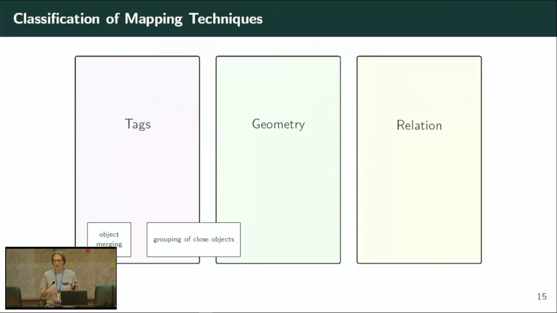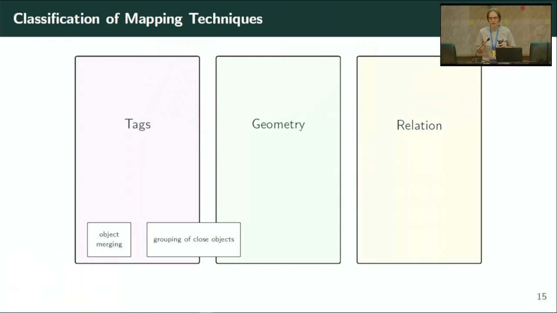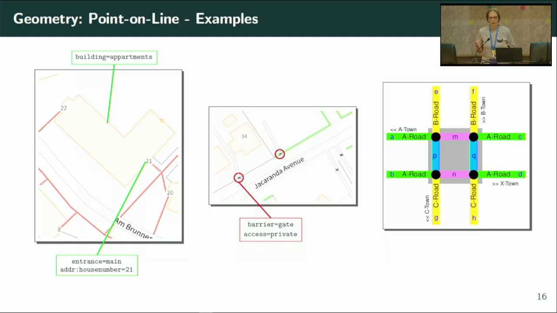So this is what you can do with tags and a little bit of geometry. As I said, when using tags to group, you really need the geometry. There are better ways to use the geometry to have relations. One of them is the point on line. Our data model is really nice. You can really say this node belongs to the way because the ID of this node is on the way.